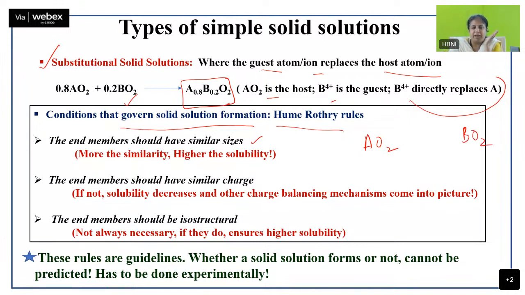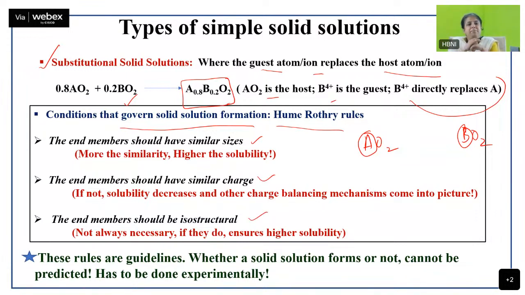So basically, I cannot have an ionic radii. I'm talking of only A and B here. End members should have similar sizes. Okay. The more similarity in their size, the higher the solubility. Very, very common sense thing. They should also have similar charge. They have similar size, they have similar charge. Basically, they're simply replacing each other and they're not disturbing the structure. If they do not have similar charge, then the solubility decreases and it forms the complex solid solution. And we'll come to it later on in the lecture.